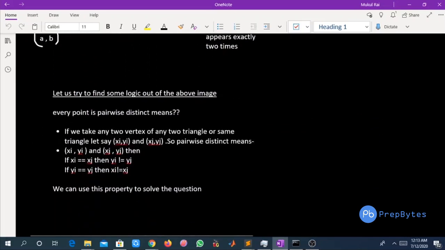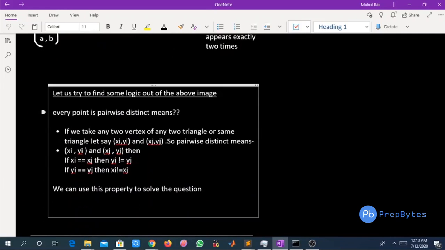In the problem statement they have mentioned that every point is pairwise distinct. What does it mean? It means that if you take any two vertices of any two rectangles, right?